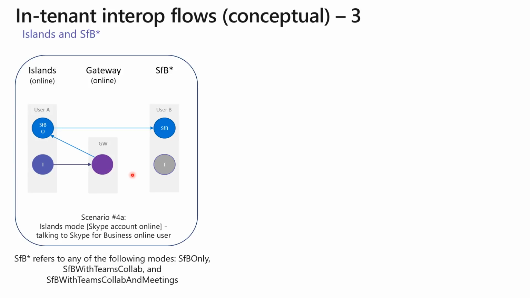Now, in this example, when the user that's in islands uses their Teams client and they want to talk to user B, well, user B can only receive messages within their Skype client. Teams, from the client's perspective, will actually send this to our gateway, which will be able to route this message through Skype for Business Online over to Skype for Business. This will establish an interop thread between user A's Teams client and user B's Skype for Business client.